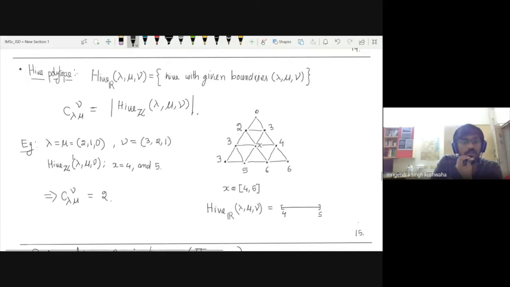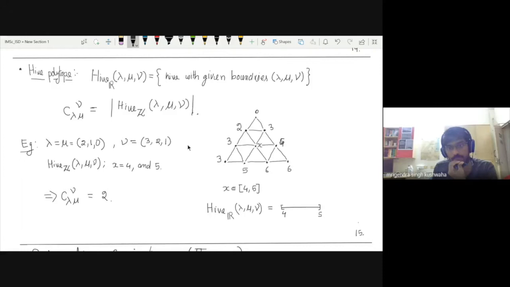For example, take lambda equal to 210, mu equal to 210, and nu equal to 321. On the left side I have the labels from lambda: lambda 1 is 2, lambda 1 plus lambda 2 is 3, and lambda 1 plus lambda 2 plus lambda 3 is 3 also, because lambda 3 is 0. The next is 5, so 3 plus 2 is 5, then 5 plus 1 is 6, and 5 plus 0 is 6. The right side is 3, 4, and this 4 is a typing mistake, it should be 5.